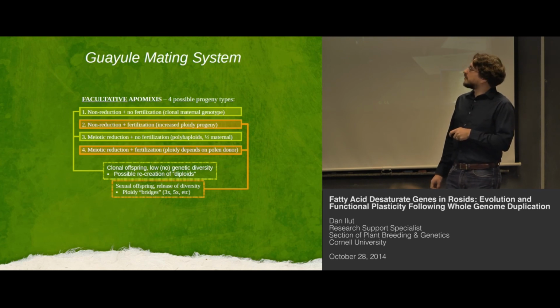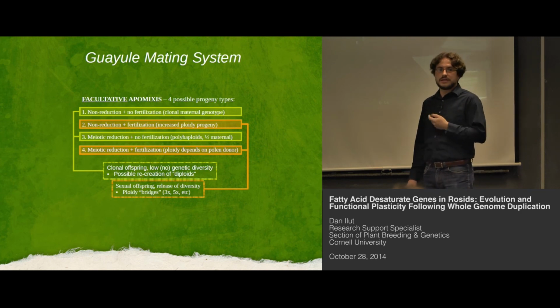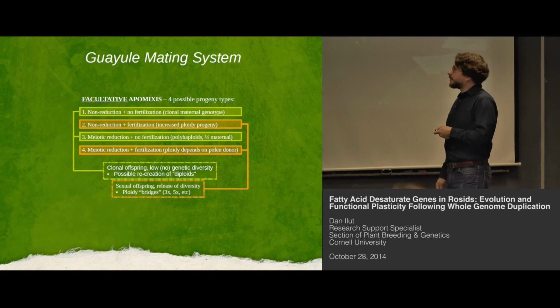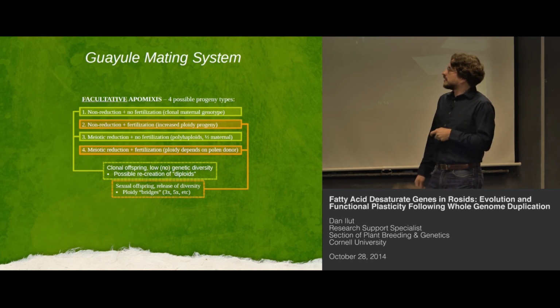So if you have fertilization and non-reduction, you get a maternal genotype. If you have no fertilization and no reduction, and this is the classical apomixis that people assumed was the system in Waiuli. If you have reduction and no fertilization, you end up with polyhaploids. So if you have a tetraploid that has that happening, you end up with something that looks like a diploid. And that's not uncommon, actually, in Waiuli. It's been observed in the literature. Then for non-reduction and fertilization, you have changes in ploidy level.